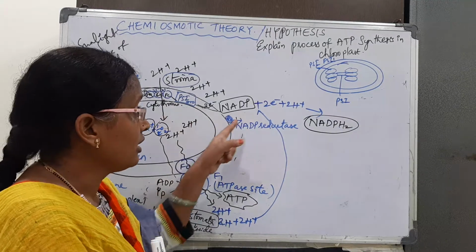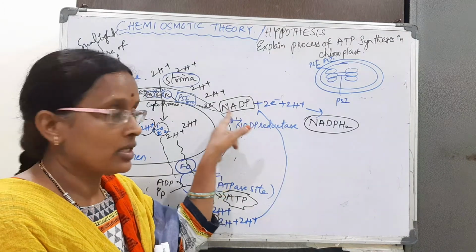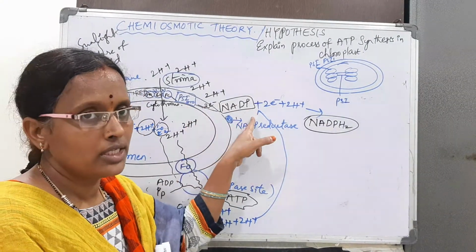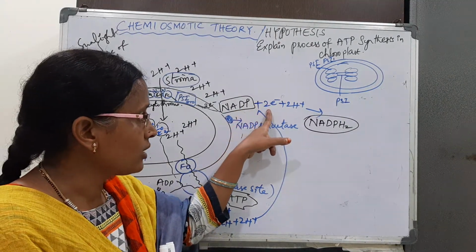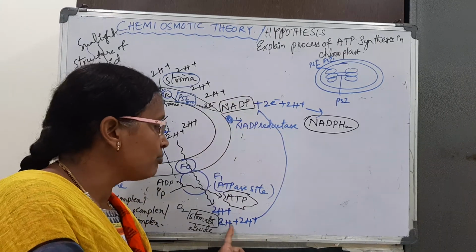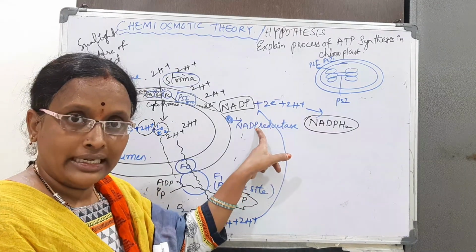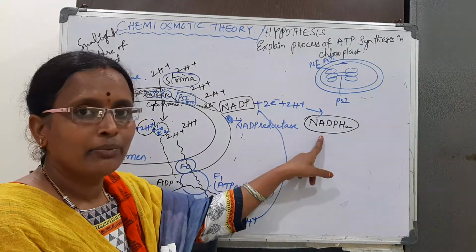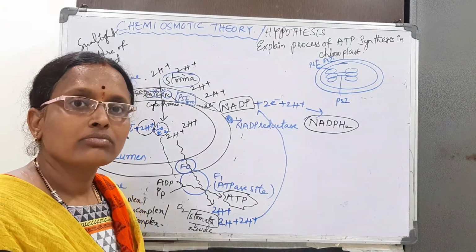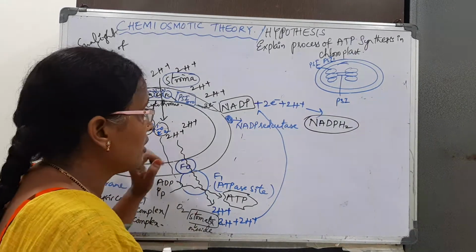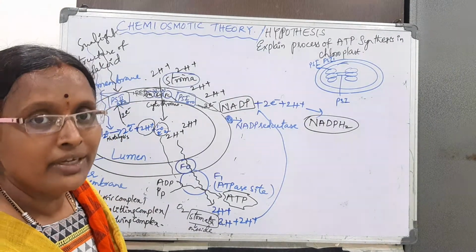Coming to NADP, it is the final electron acceptor of non-cyclic photophosphorylation. Our electrons from the photosystem come to NADP. By taking 2 electrons from this system, and accepting protons from the stroma, in the presence of NADP reductase, it synthesizes NADPH2. To synthesize NADPH2, we require this enzyme. This is the whole process of how ATP is synthesized.